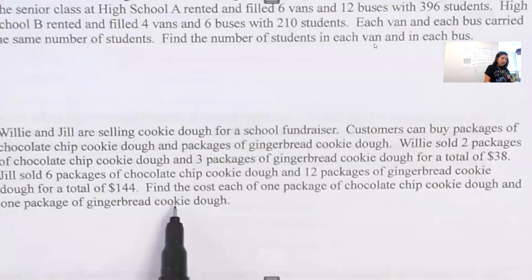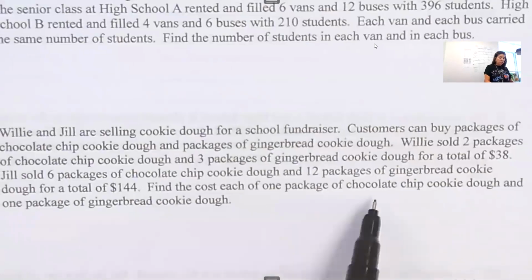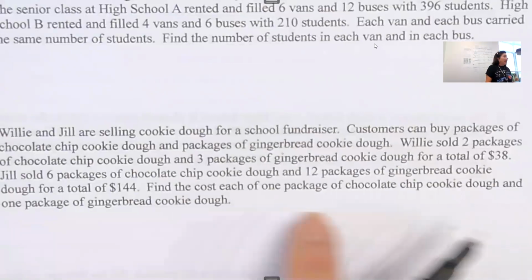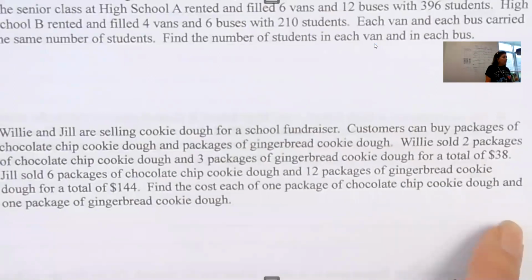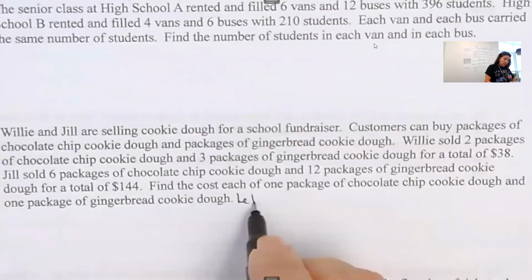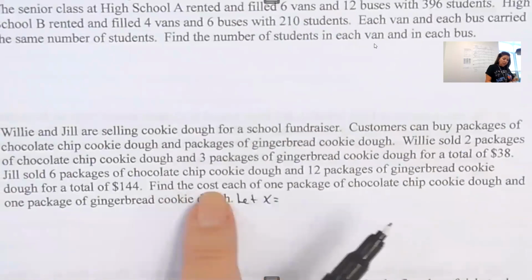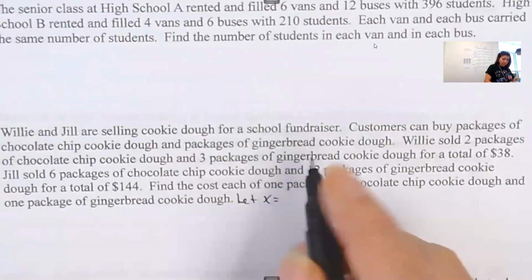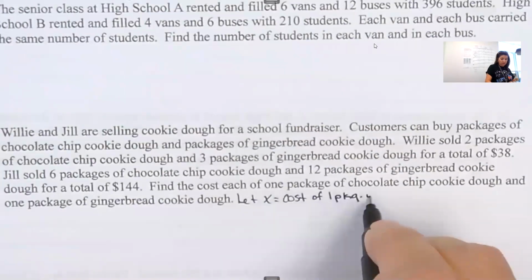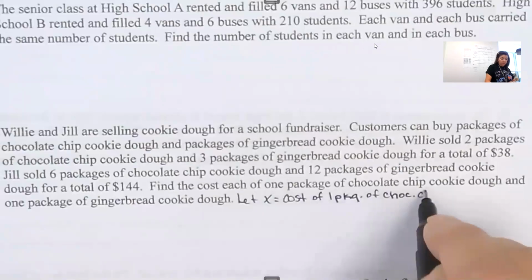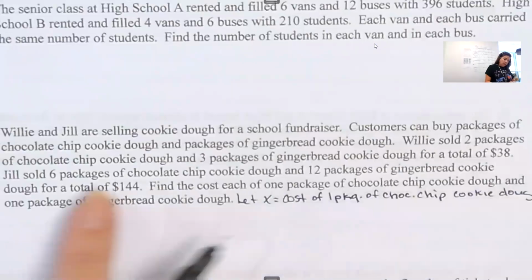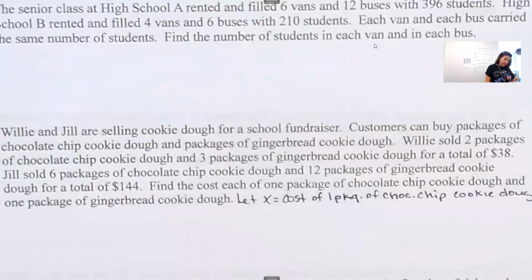So find the cost of one package of chocolate chip cookie dough and one package of gingerbread cookie dough. Remember, I told you to look at the question asked to figure out what your variable is going to be, right? Does it matter what variable you choose? No. So I usually go with X and Y. So I'm going to let X equal the cost of 1 package of chocolate chip cookie dough. And then I'll let Y equal the cost of 1 package of gingerbread cookie dough.